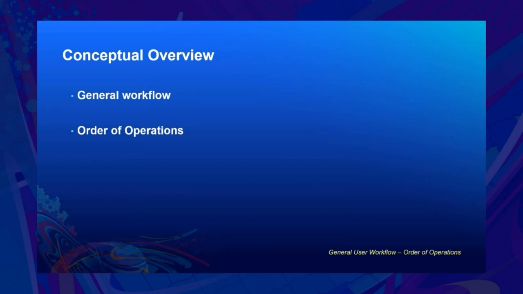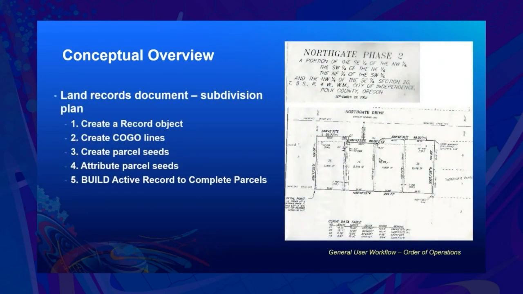Before we get into the API, I'm going to walk through an example of a basic workflow for creating a subdivision. And I'll do that separate from any software and talk about it more from the conceptual perspective. The order of operations follows these 5 basic steps of creating a record object, creating COGO lines from a source document such as the one that you see on the right here, creating parcel seeds. I'll explain what parcel seeds are as we go along here. Then attributing those parcel seeds, and then building those seeds to create complete parcels.